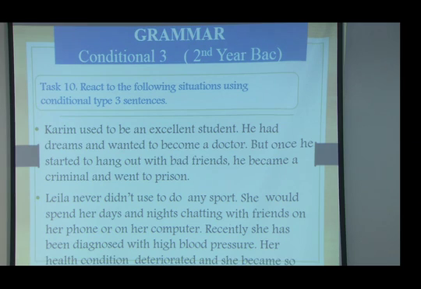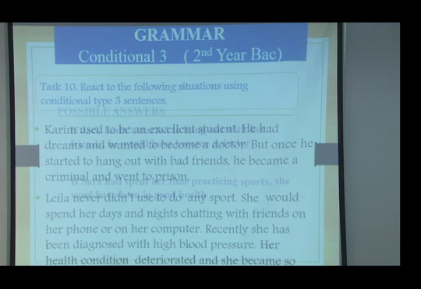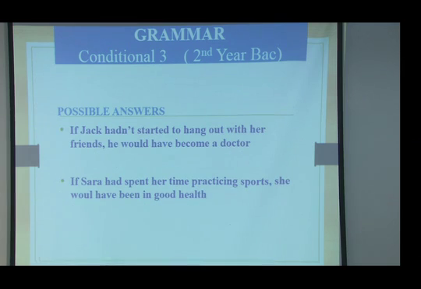She would spend her days and nights chatting with her friends on her phone or on her computer. Recently, she had been diagnosed with high blood pressure. Her health condition deteriorated and she became so obese. Any idea? Yes? Okay. If Jack hadn't started to hang out with his friends, he would have become a doctor.